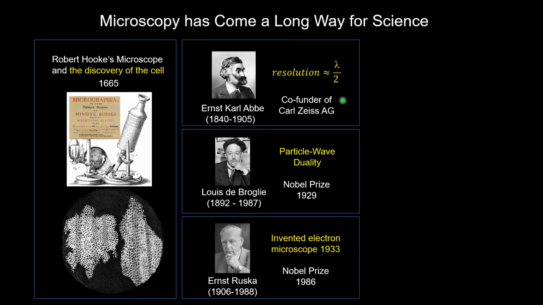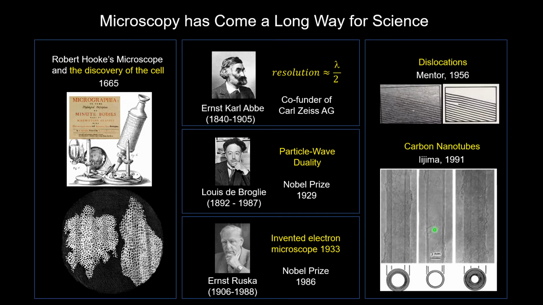However, scientists soon realized that the microscope is limited by the wavelength of the light source. And in order to obtain shorter wavelengths, electrons were used. And the electron microscope was invented by Ernst Ruska in the 1930s. And it is the electron microscope that opened up the world of nano.